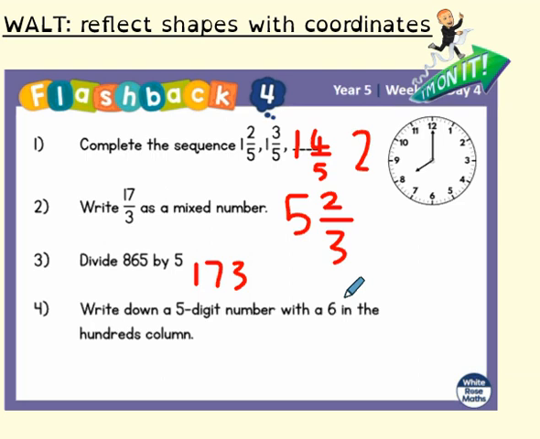And question 4, write down a 5-digit number with 6 in the hundreds column. So there's a load of different solutions here, loads of which I can't give you. I'm going to give you an example. 13,624 would work, and many other ones would do too. You could have had 16,666, and like I say, lots more. As long as you've used 5 digits in total, and as long as you've got a 6 in the hundreds column, which is this column here.